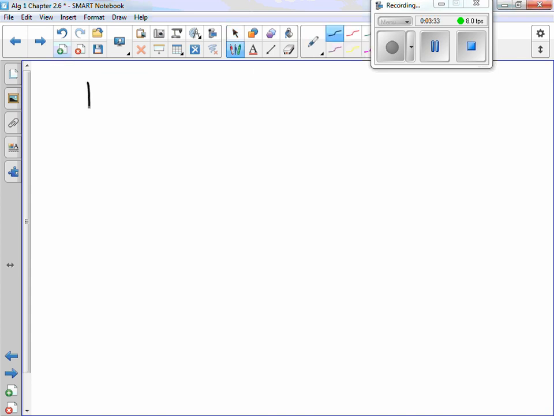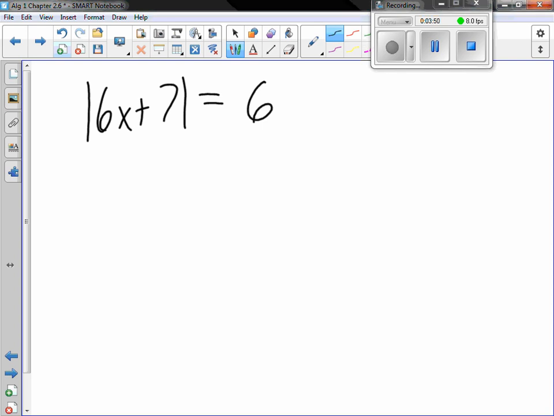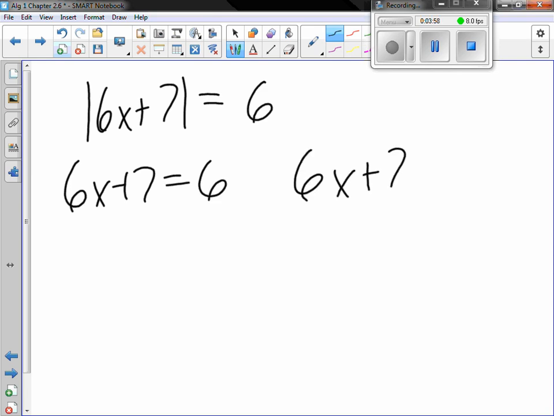Now this is kind of going back to absolute value. 6x plus 7 is equal to 6. Let me do equals. Just pay attention to this here, because we've done these before, yes? Because what's inside the absolute value can be positive or negative, we set one equal this way, and one equal to the negative. We have the positive and negative on one side, yes?